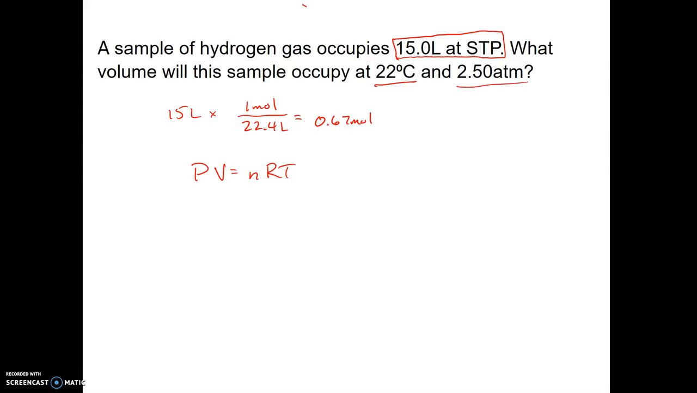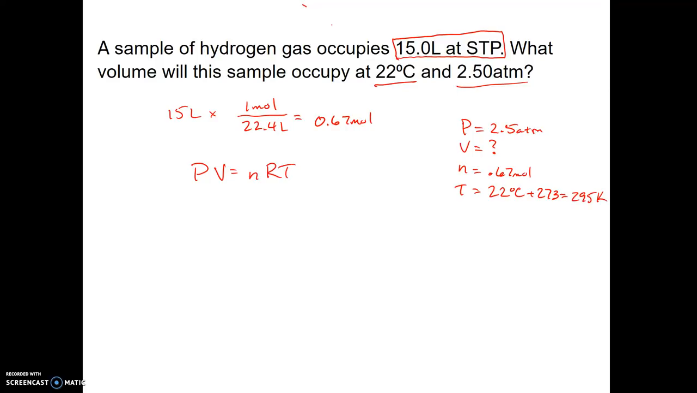Now when we make our list of values, remember our pressure is changed to 2.5 atm. Our volume is what we're asked to solve for. The number of moles we know is 0.67 moles, and our temperature is 22 degrees Celsius, but remember, we don't use degrees Celsius, instead we use Kelvin, so we convert it by adding 273 to give us 295 Kelvin.